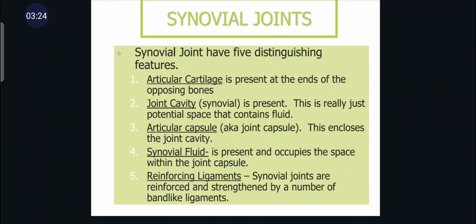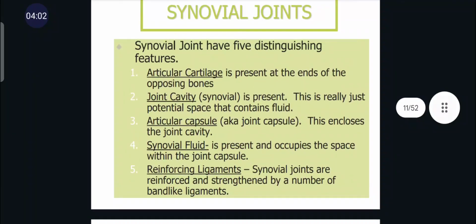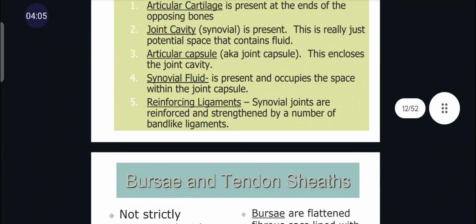They have a joint cavity, also known as the synovial cavity, which gives space for the fluid called synovial fluid. The articular capsule, also known as the joint capsule, encloses the joint cavity. Synovial fluid is the fluid present within the synovial cavity. Synovial joints are reinforced and strengthened by a number of band-like ligaments called reinforcing ligaments. So these are particular structures present and unique in synovial joints.